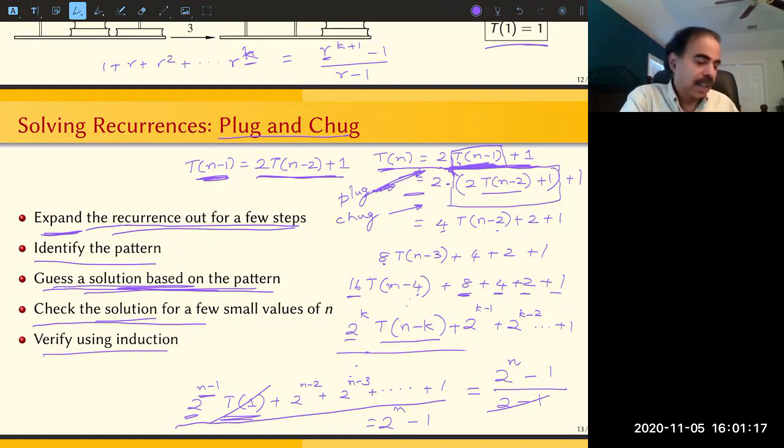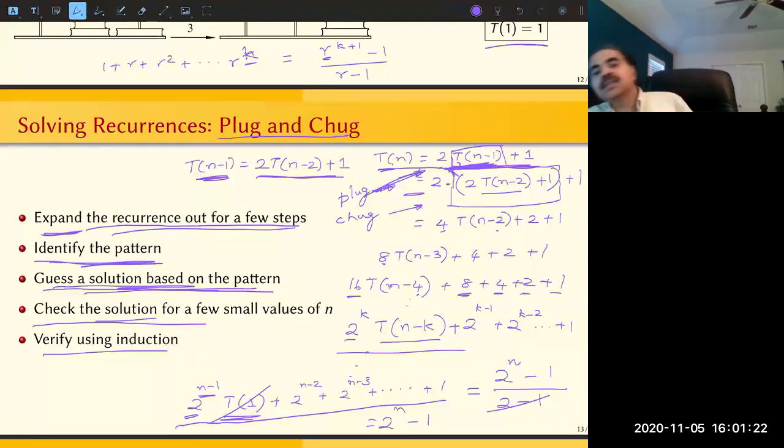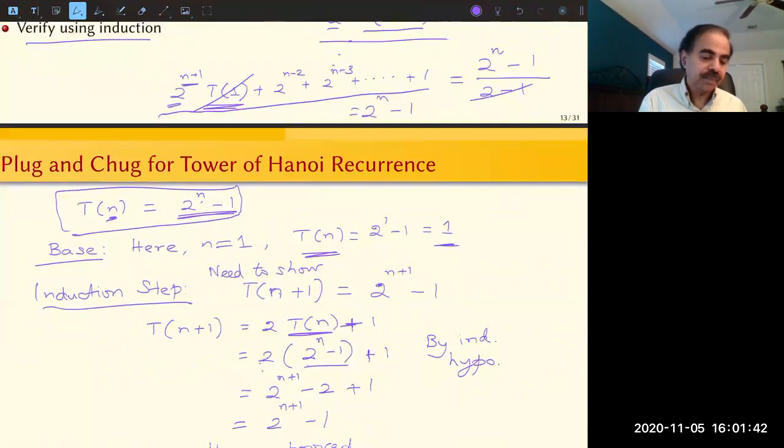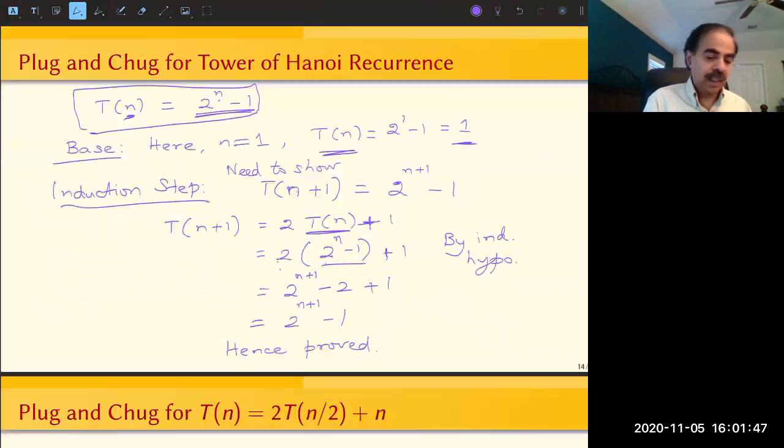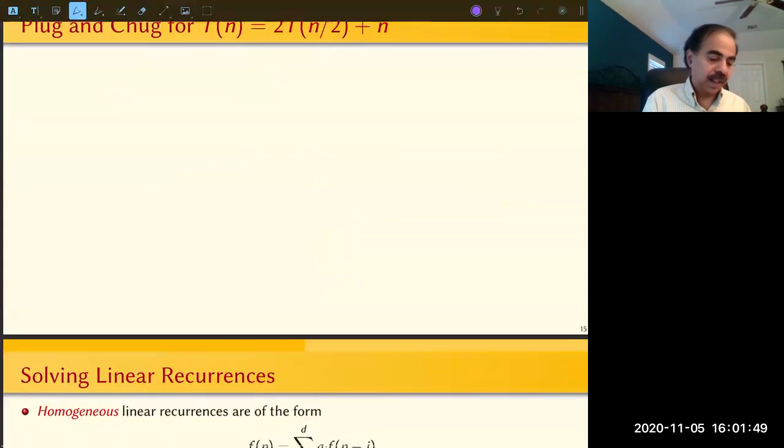But seeing the pattern may not be very easy in some cases. And so in that sense, it's like a hit or miss, right? If you spot the pattern, then you can go ahead and do the rest of the steps. But sometimes you cannot spot the pattern, and that makes this sort of a difficult technique to apply. Nevertheless, we see an example of how to do it for, you know, towers of Hanoi.